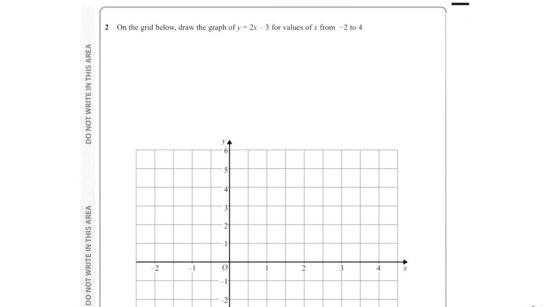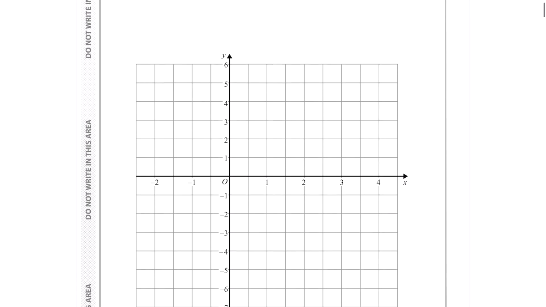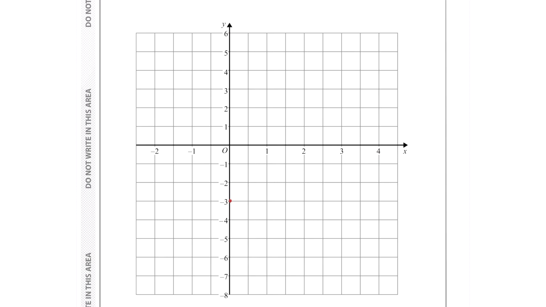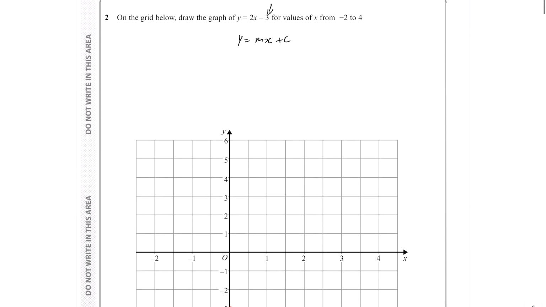On the grid below, draw the graph y is equal to 2x minus 3 for values from minus 2 to 4. Okay, they've told us the values they want us to plot the graph for. So with the graph, the equation of a line is y is equal to mx plus c. c is the y-intercept, so in this case it's minus 3, so that means this line is going to cross the y-axis at minus 3, so we know there's definitely going to be a coordinate there.